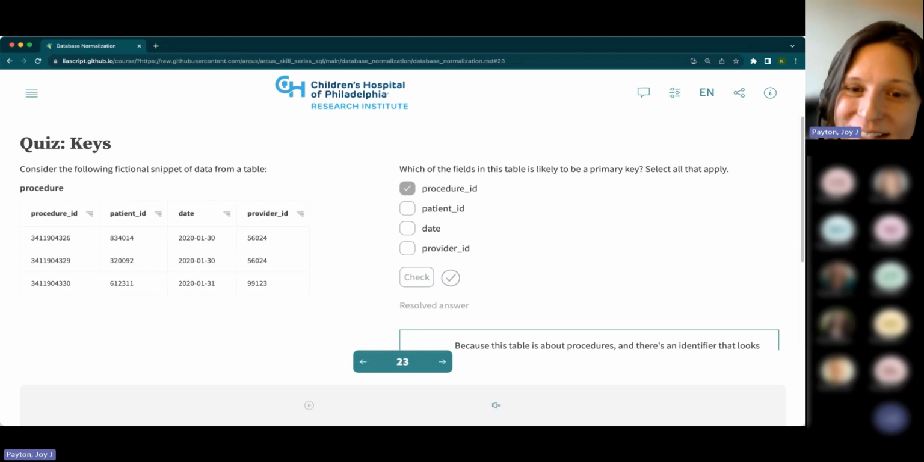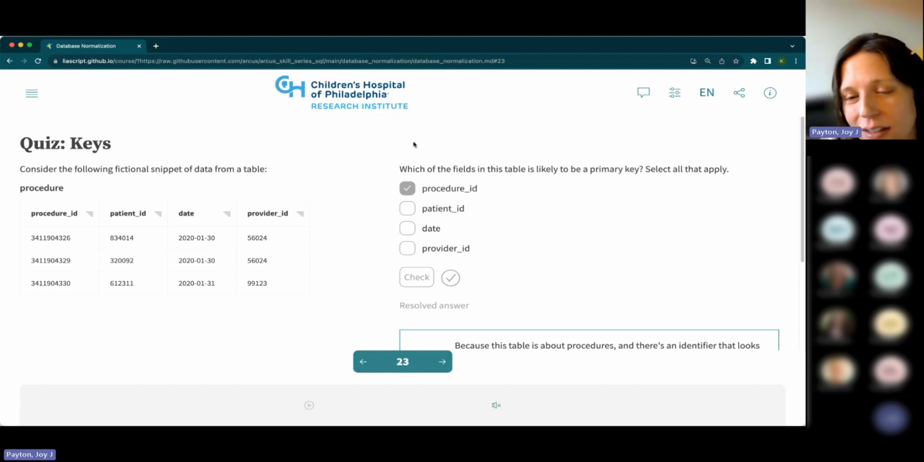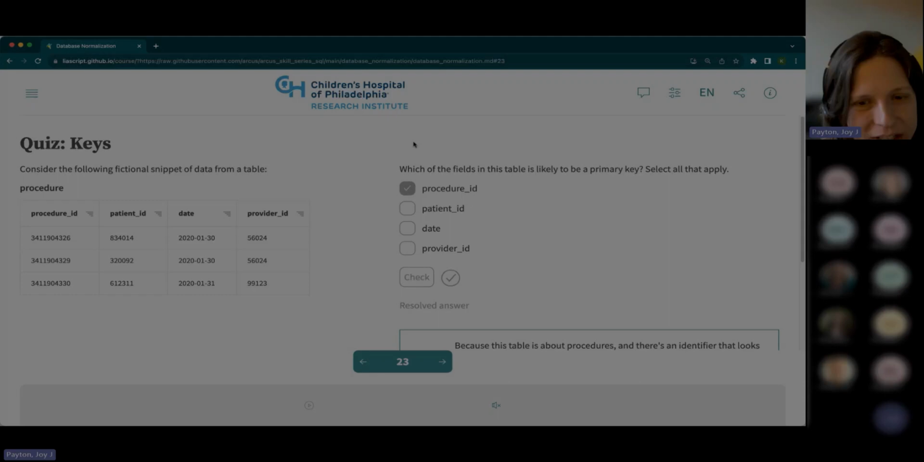So here's another quiz question. Which of these fields is likely to be a primary key? You can avert your eyes. But which of these keys is likely to be a primary key in this procedure table? Is it procedure ID, patient ID, date, provider ID? And I should explain that this procedure is a given procedure on a given day.